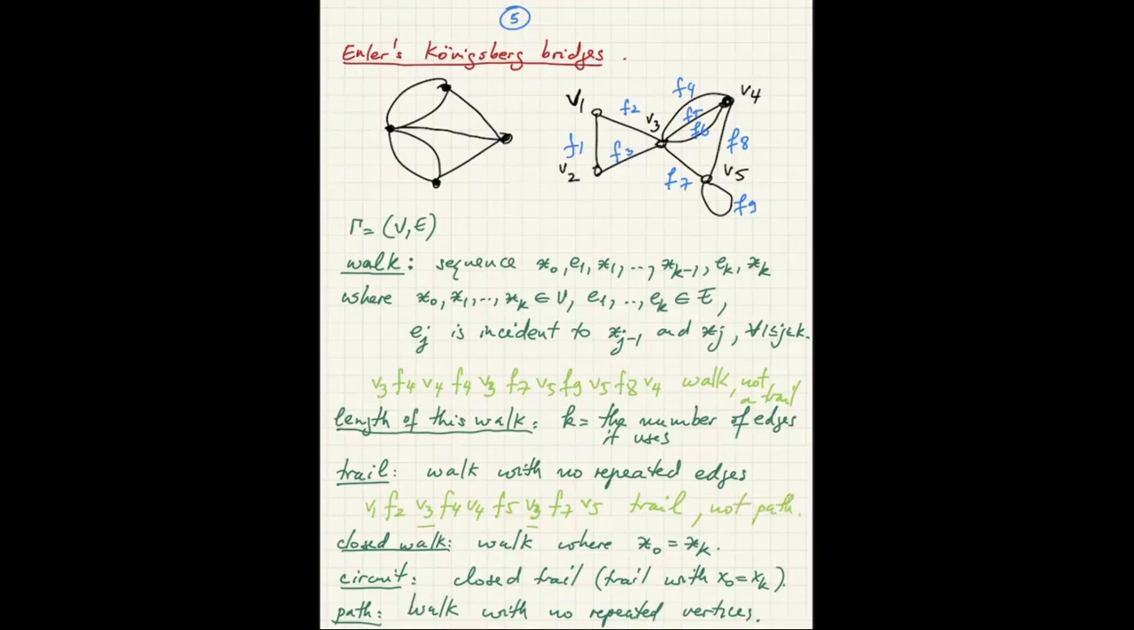Okay. So let me erase here. If you want something easy to remember, the set of walks is the set of less restrictive things, and then you have trails, and then inside them you have paths. Okay, something like that.